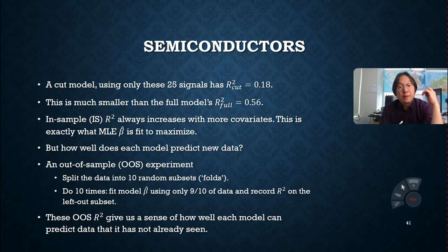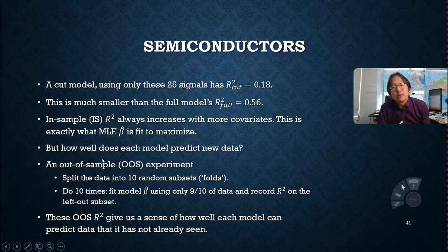In sample, R squared always increases with more covariates. Covariate means the variable on your right-hand side, and this is exactly what the MLE beta hat is fit to maximize. But how well does each model predict new data is a valid question. An out-of-sample experiment is needed.